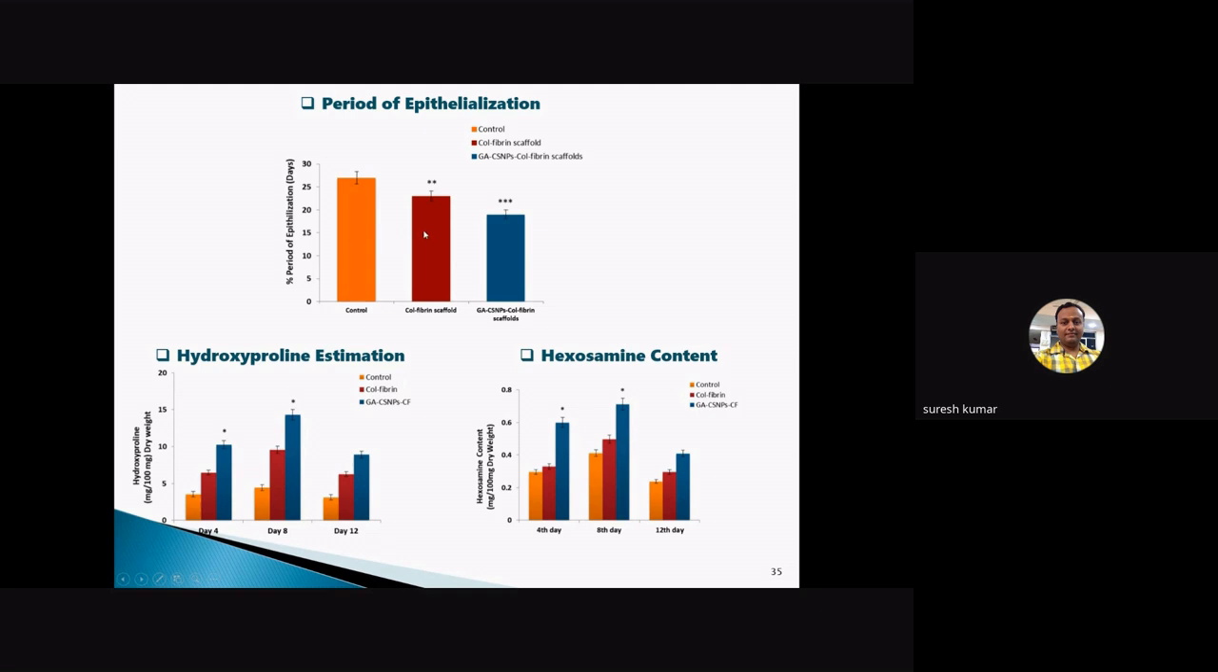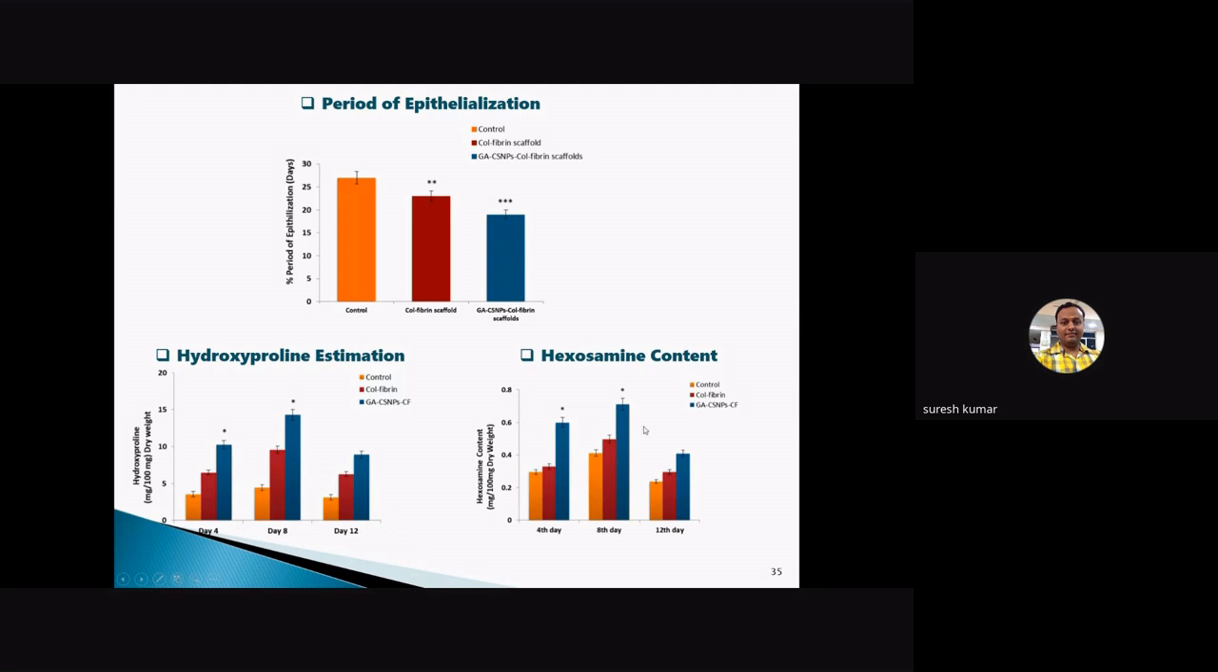If you see the period of epithelialization, control rats bandaged with a sterile gauze showed around 24 or 25 days, rats treated with the collagen fibrin scaffold took 20 days, whereas gallic acid infiltrated chitosan nanoparticles showed nearly 16 days. So this suggests there is complete wound closure with a reduced period of re-epithelialization by day 16.